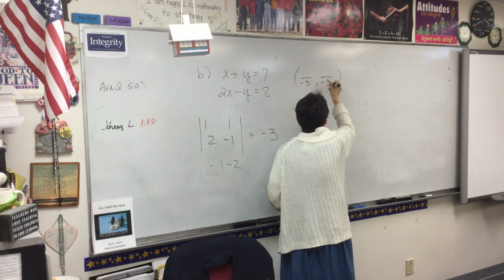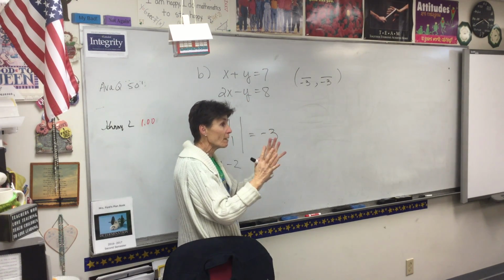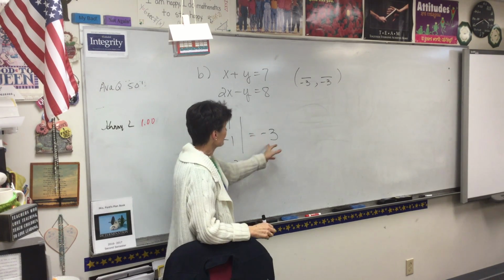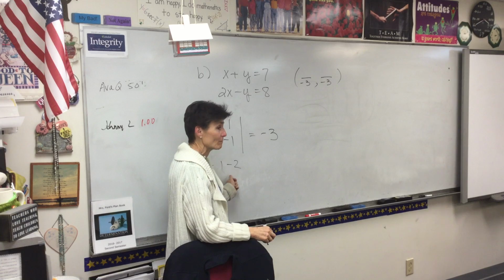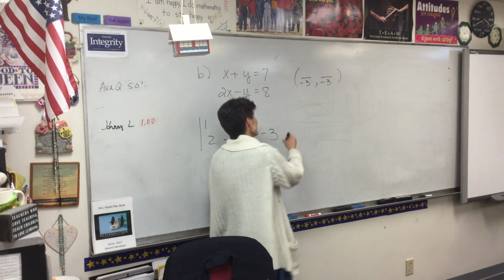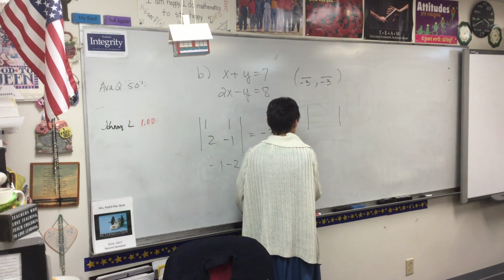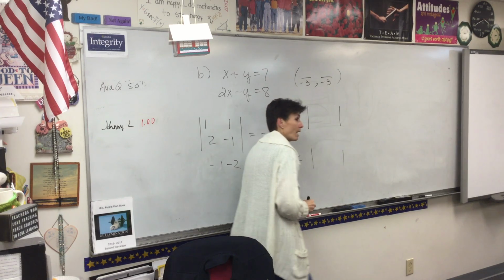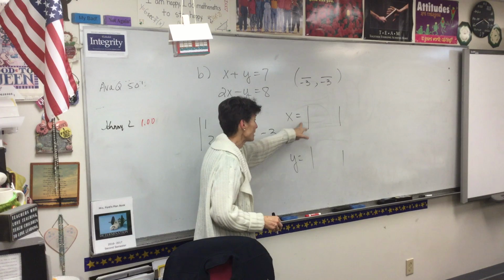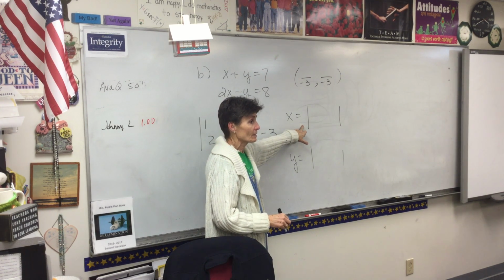Exactly. My answers, which are going to be an x and a y value, an ordered pair, are going to be fractions. And the denominator of those fractions is negative 3. Whatever you get here, that's the denominator of your fractions. So now you need to find two numerators. You need to find a numerator for x and a numerator for y. Okay? Who remembers how to do x? How do we do the numerator for x?